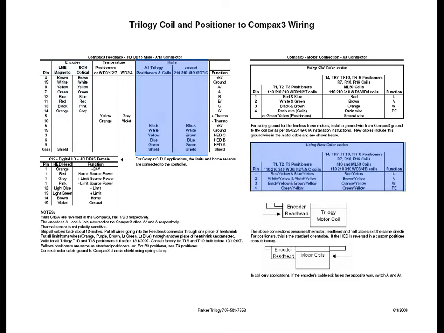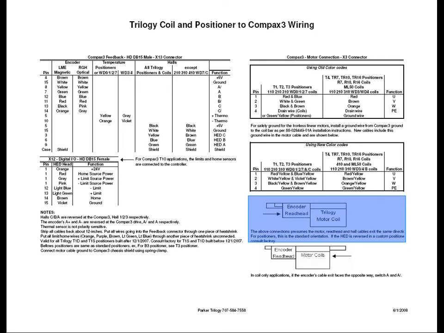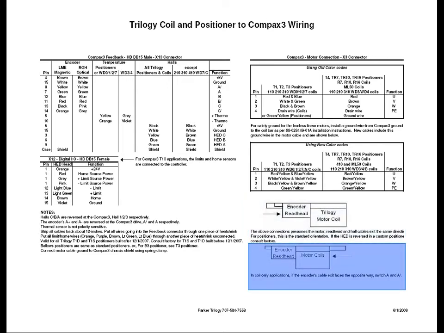Now this all presumes that the Trilogy motor coil and the encoder read head are both pointed in the same direction with the cable coming out. With the positioners, that's standard. Now let's say your encoder read head is pointing the opposite direction, you would have to switch both A and A naught. If not, your encoder is going one way, your motor is going the other way, and you risk that the motor is going to run away. Obviously that could cause a crash and damage to your mechanics.